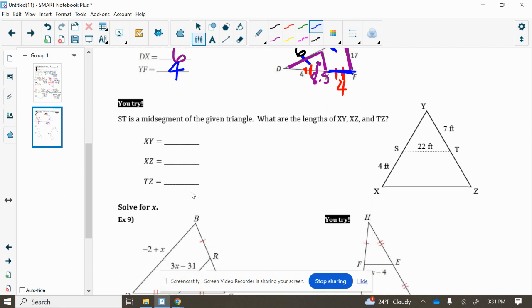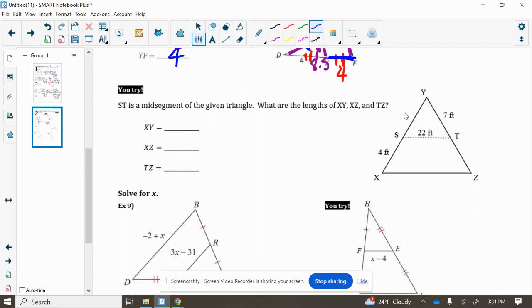All right, you are trying the next one. What are the lengths of the following segments? X to Y, so be careful, this whole side. X to Z, and then finally T to Z.